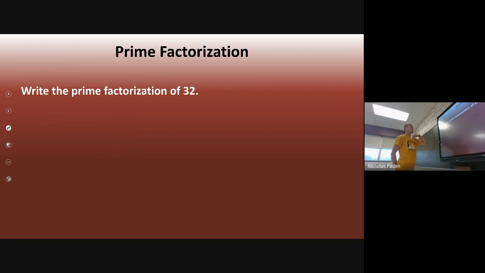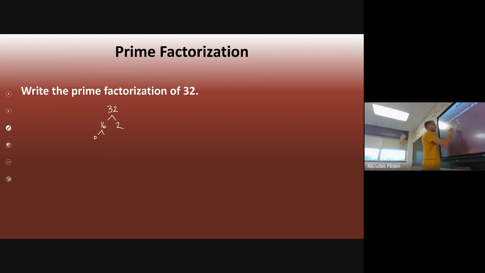Let's look at another one together. The prime factorization of 32. So 32 is going to be at the top. Okay? 32, there's a lot of different numbers you can multiply to get 32. Let's go 16 times 2. Well, 16 is not a prime number, so I can keep going and make 2 different branches.